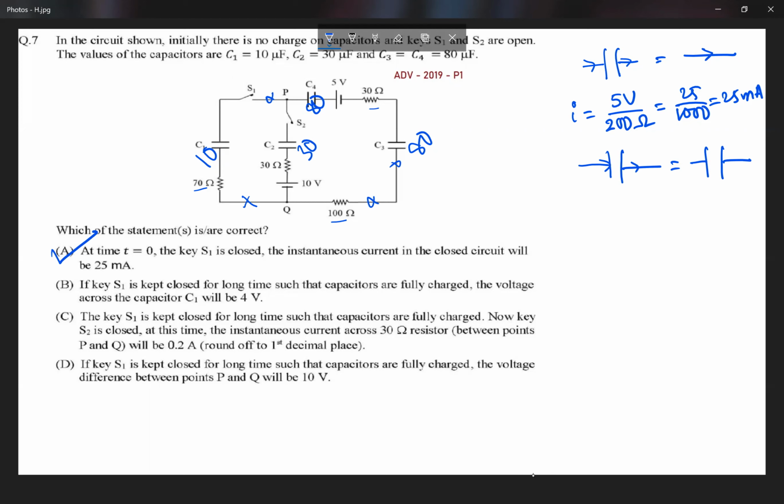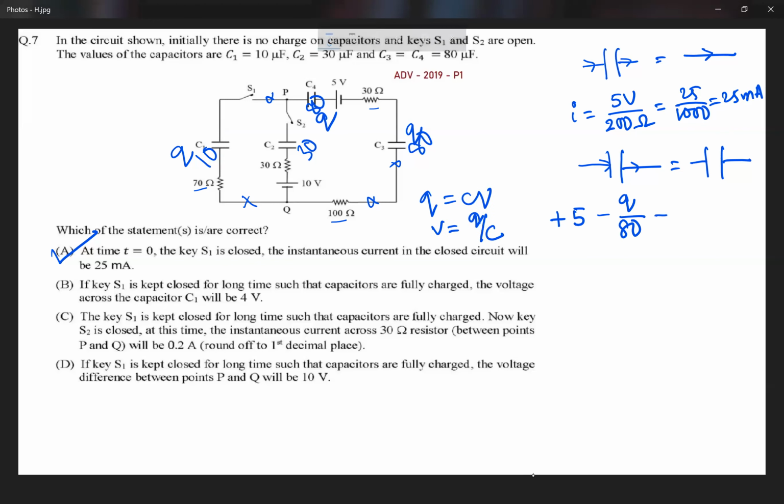However, because all of these capacitors are in series, they will all have the same charge. Now simply apply Kirchhoff's law over here. Cross the battery first, that's plus 5 volts. Then cross the capacitor, which is equal to Q by 80, because Q is equal to CV, so we can write V is equal to Q by C.